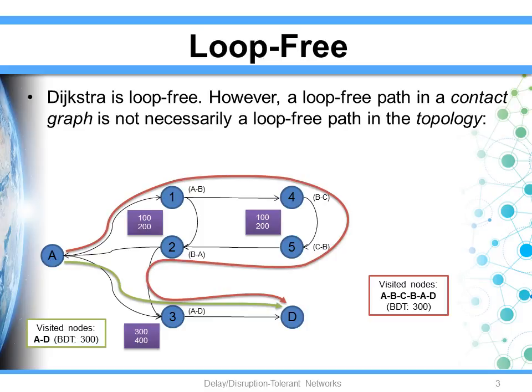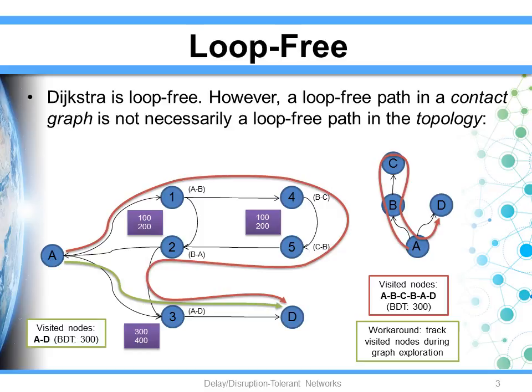So even though I do not visit the same contact twice, I do have a loop in the real topology. If we have a look at how the real topology looks, this path goes to node B, then goes to node C, and then goes back to node B, and then to node A again, and then to node D again. So actually there is a loop in the real topology while there is not a loop in the contact graph.